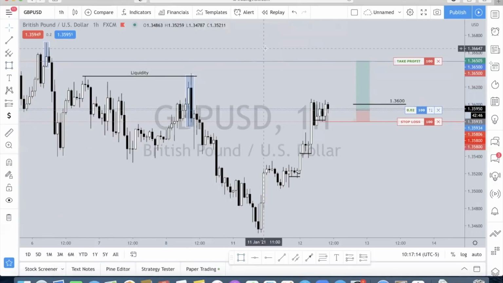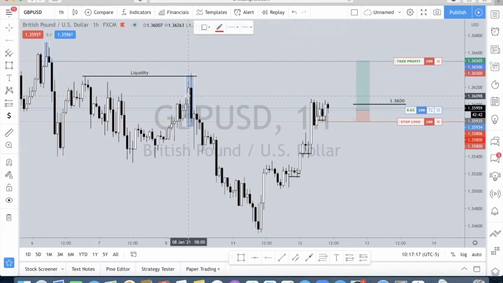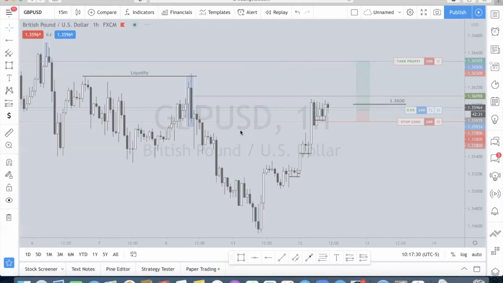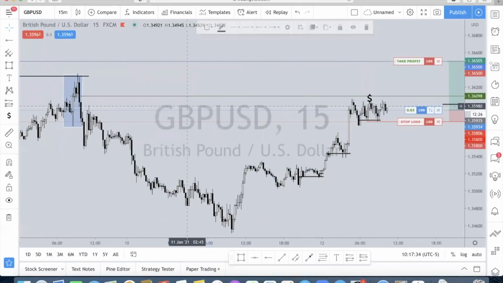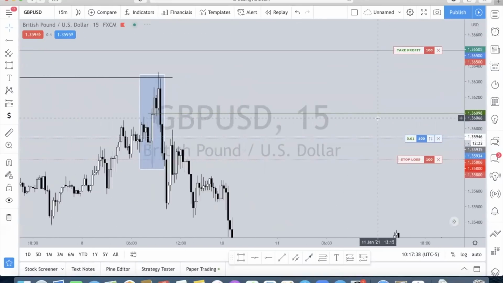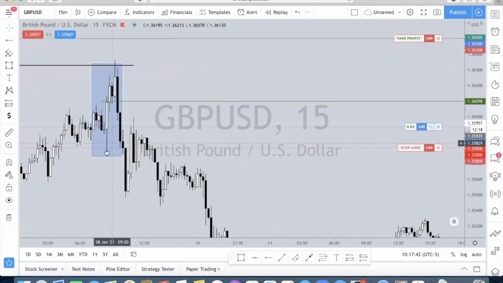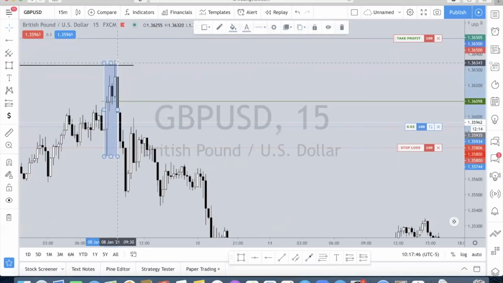Now the overall 4-to-1 target is above that liquidity, but we definitely want to find somewhere where we could scale. We want to find somewhere where we could have a take profit one. So right there, I marked off the 50% of the hour candle. Now that's only at 36.09, so that's only about a 15-point take profit.